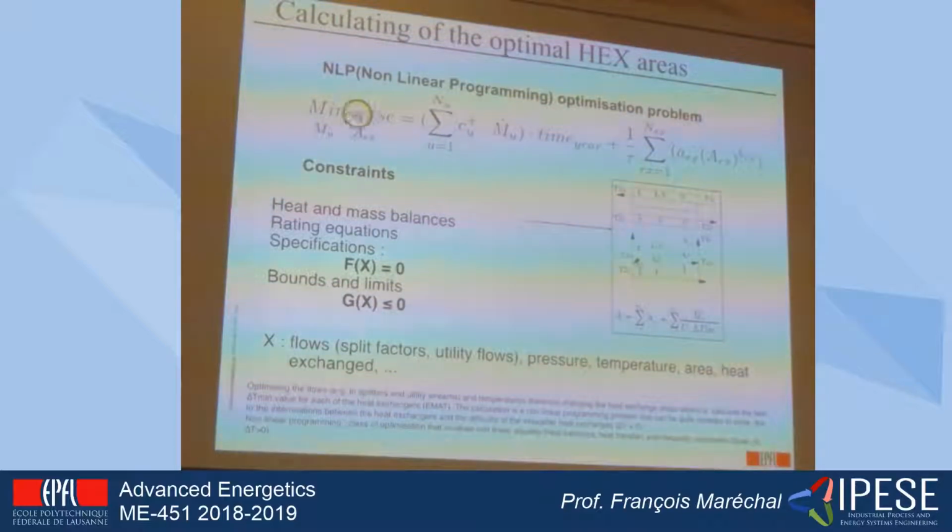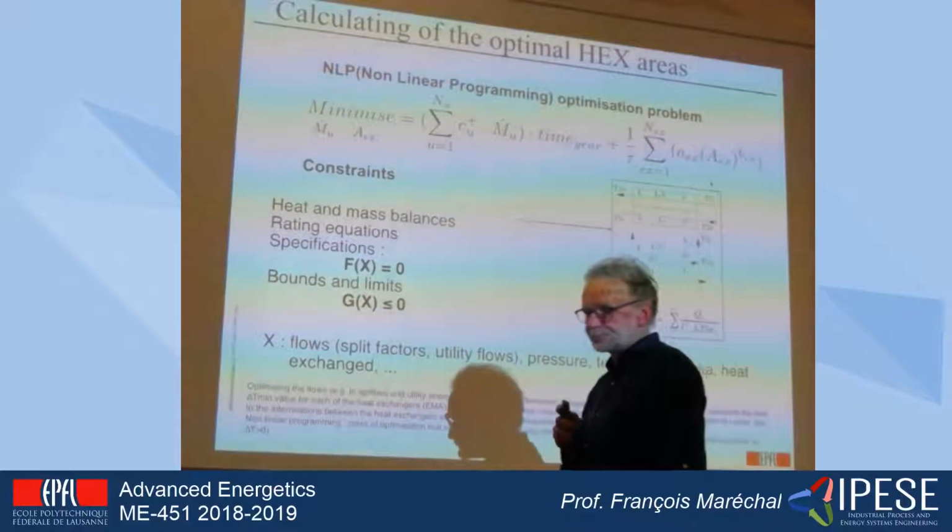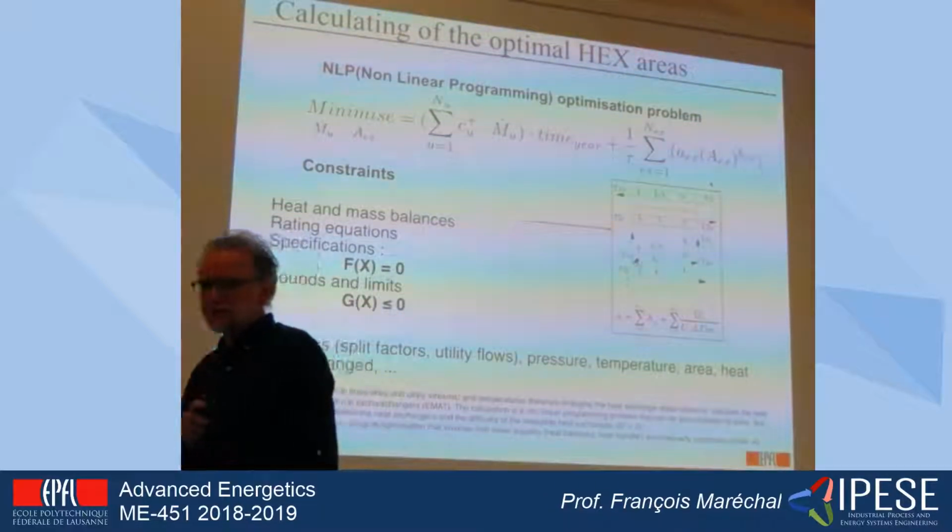So it means that I have to calculate what is the best area of each of the heat exchangers. Knowing this area, I will be able to calculate the flow in the hot and cold utilities. Knowing the cost of each of the hot utilities and the time of operation, I will be able to identify what is, at the end, the best configuration.